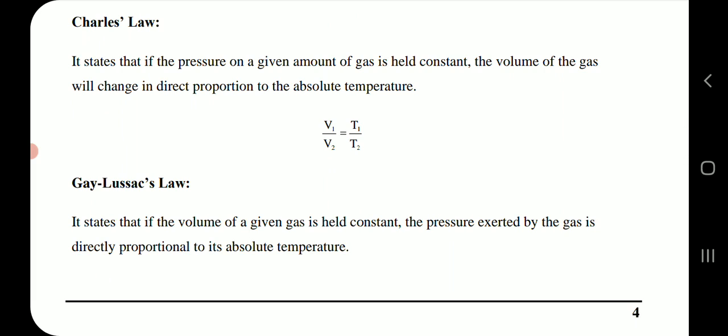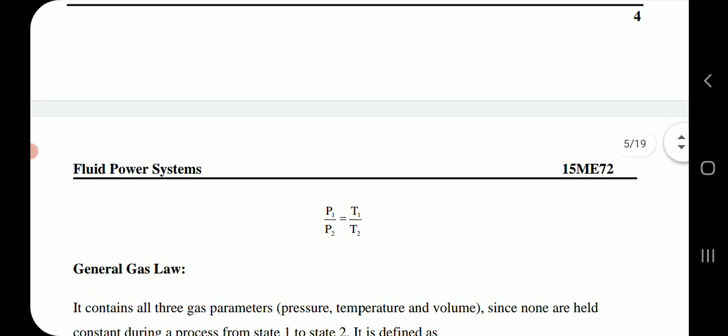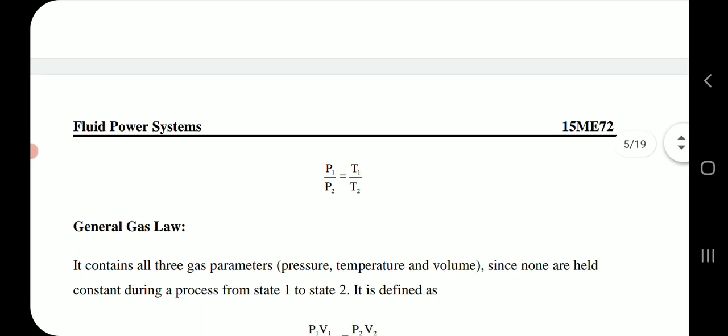Gay-Lussac's law states that if the volume of a given gas is held constant, the pressure exerted by the gas is directly proportional to its absolute temperature. P1/P2 = T1/T2.